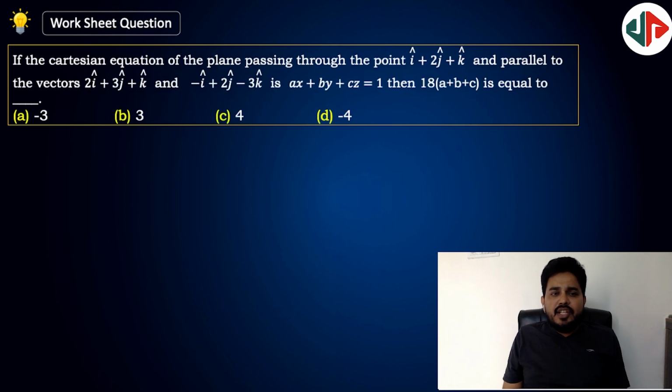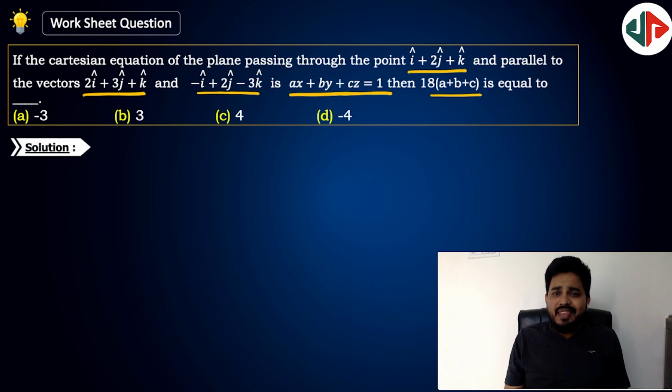Next: the Cartesian equation of the plane passing through 1 comma 2 comma 1 and parallel to these two vectors is this. What is this value? So, the equation of the plane passing through this point and parallel to these two lines.